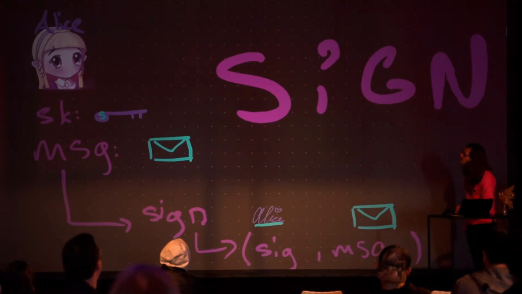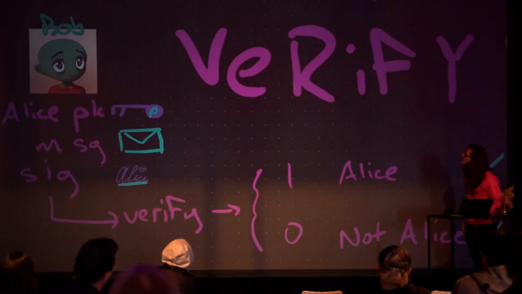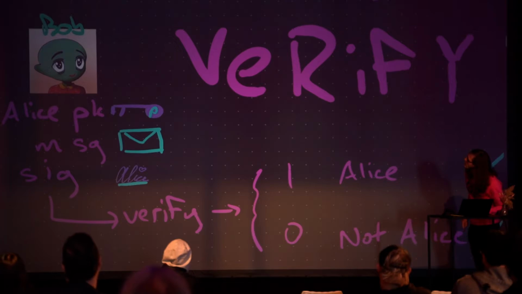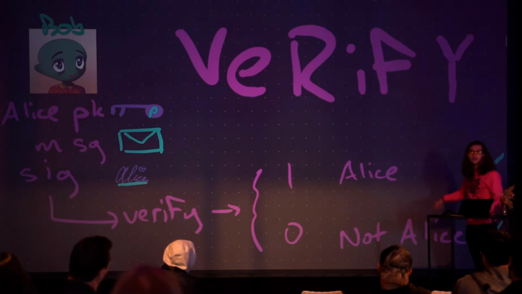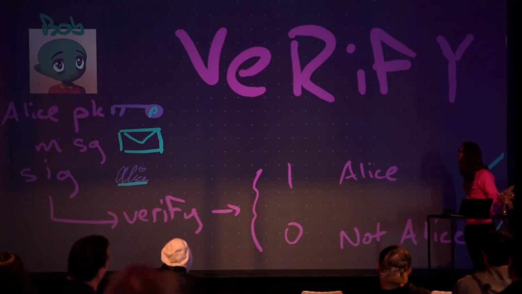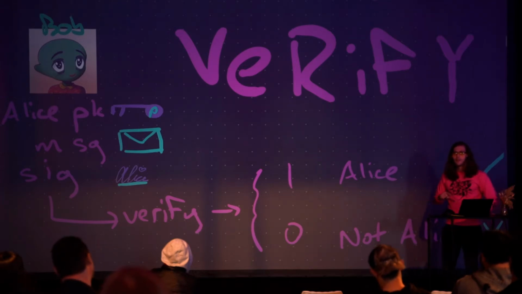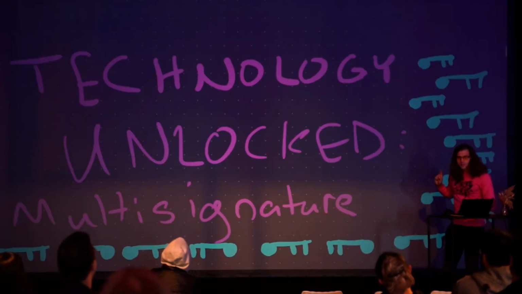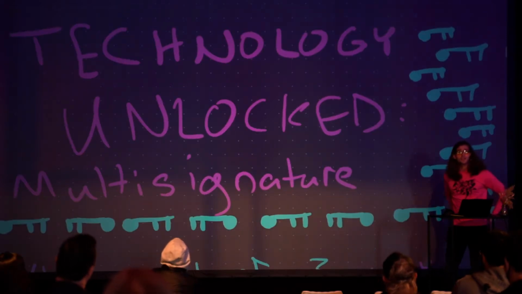So Alice takes her secret key and a message and signs the message. That's pretty much all it is. It produces a signature, and the verifier can then come in. Bob says, okay, I've got a public key from Alice, a message, and her signature. I'm going to verify it. And 1, yes, it is Alice. And 0, no, it's not Alice. So that's pretty important to understand the rest of the talk, because we're going to be talking about other kinds of signatures now. We've unlocked the multi-signature.